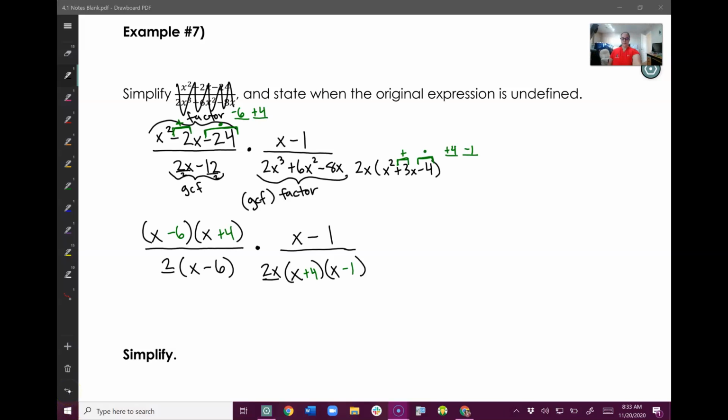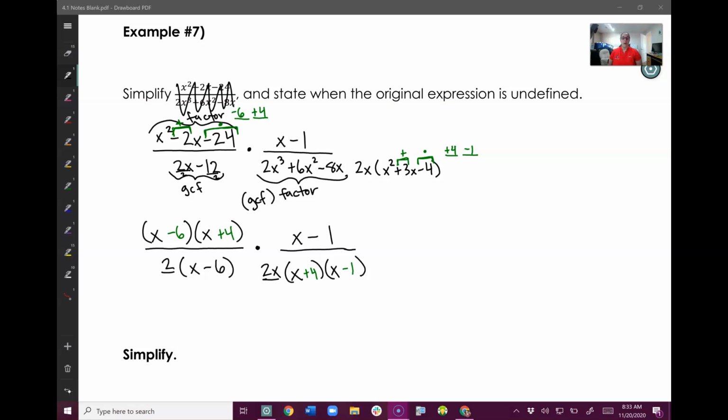Welcome back. This is what you should have gotten. So the top one factors to x minus 6, x plus 4. We have a GCF on the bottom of that one, so we get GCF of 2, so then we get x minus 6 left. This bottom one has a GCF of 2x, and you can see I took it out right there, so I'm left with x squared plus 3x minus 4. And then I factor that to x plus 4, x minus 1.